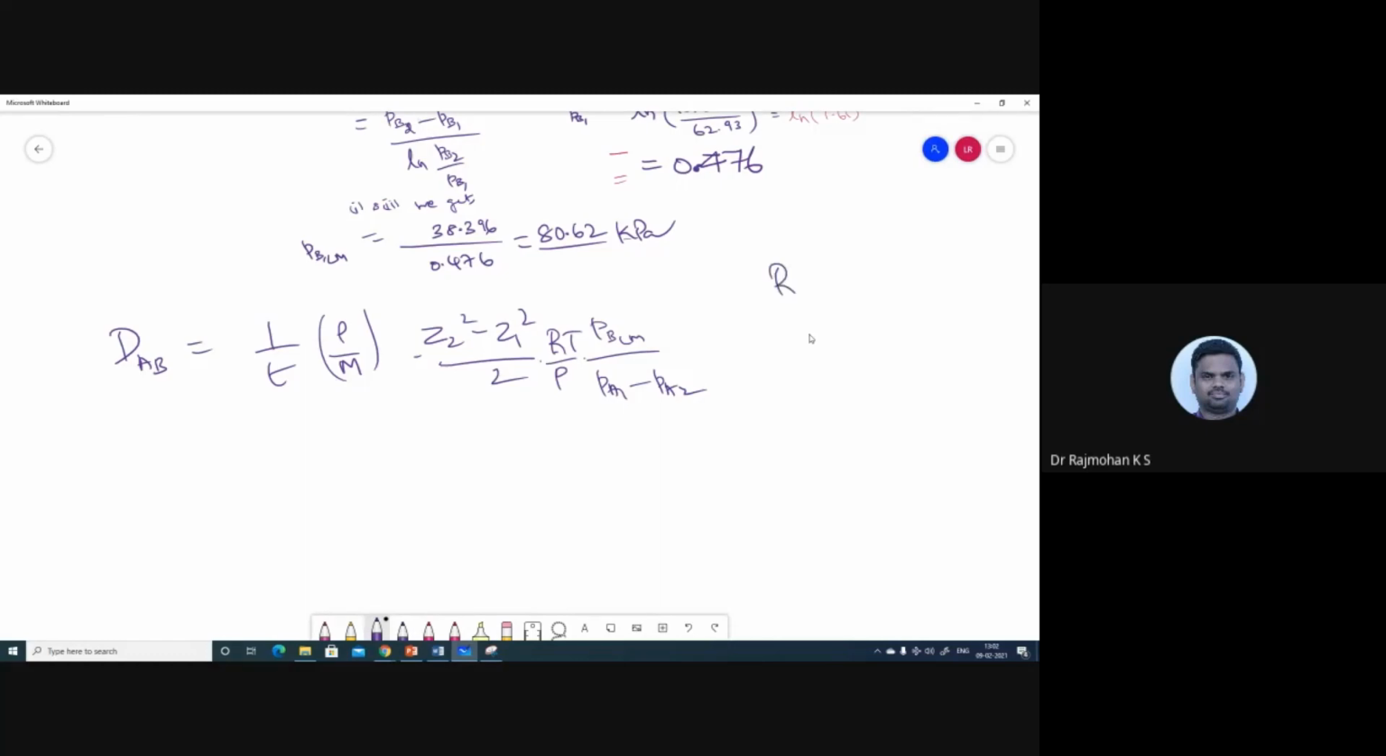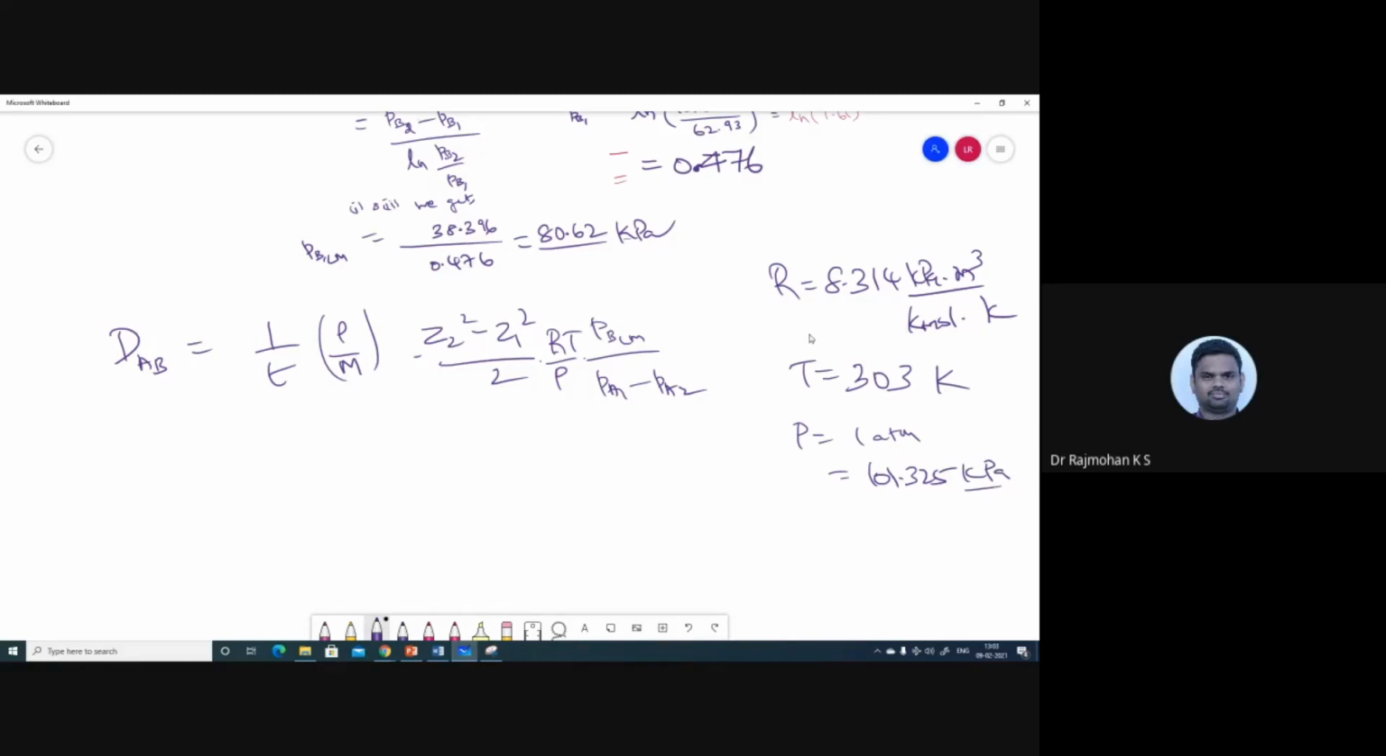We know the R value is 8.314 kilopascal meter cube per kilomole Kelvin. Temperature given is 303 Kelvin, directly given. If it is given in Celsius, we have to convert to Kelvin. The total pressure is 1 atmosphere, which we can write as 101.325 kilopascal. All should be in the same unit. That is more important.